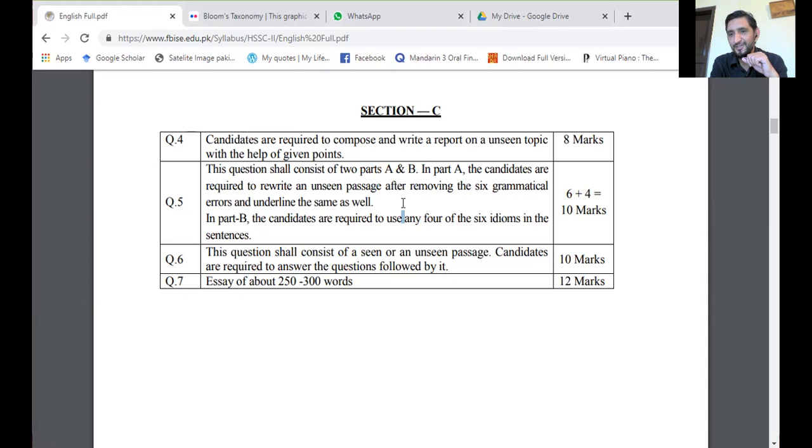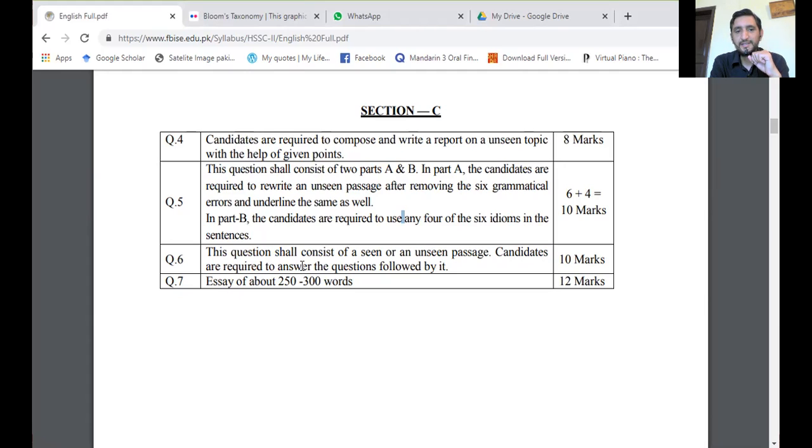This is application, you see, and you demonstrate your understanding and apply that understanding to remove errors and rewrite a certain paragraph. And that's 6 marks. And in part B, candidates are required to use any 4 of the 6 idioms in the sentences. So generally idioms from the English language, again unseen. There are thousands of idioms, and you are supposed to learn some of those idioms and make sentences of the idioms that are given to you.